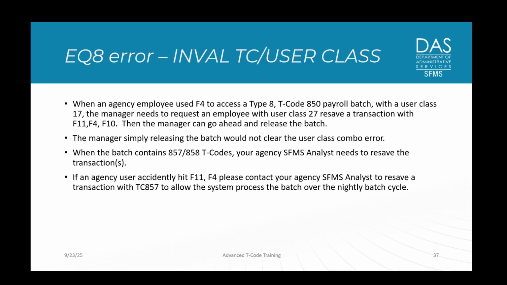Or if it is a batch with T-code 857, 858, any user class by the agency will stamp the user class ID and will prevent the system from clearing the batch. If that happens, please contact your agency analyst to resave the batch with T-code 857 to allow the batch to clear over the nightly batch cycle.